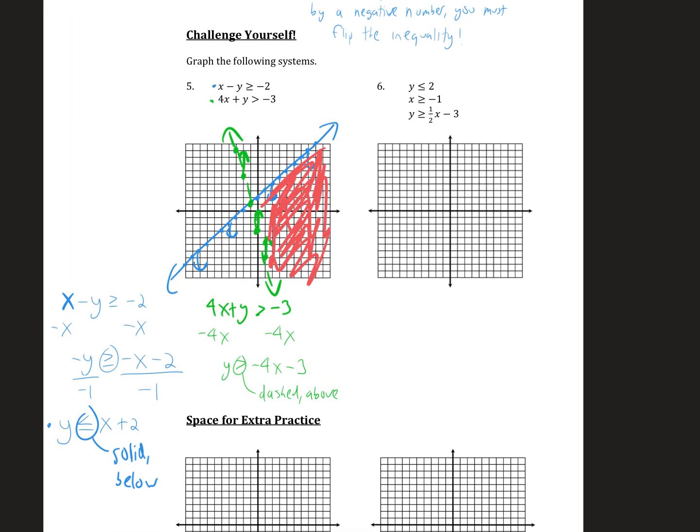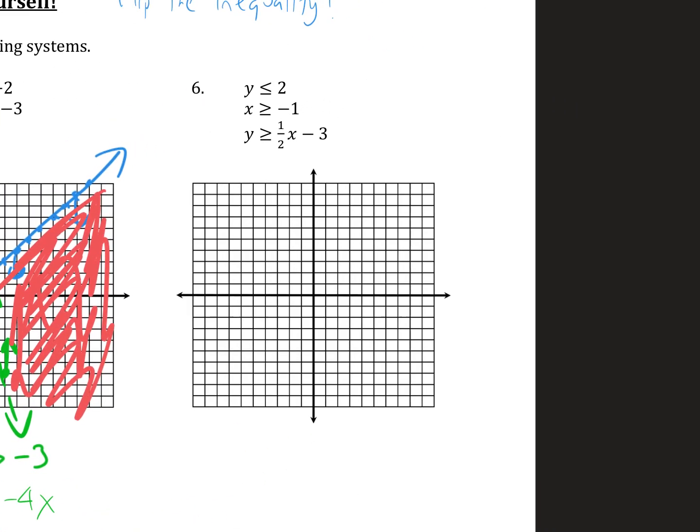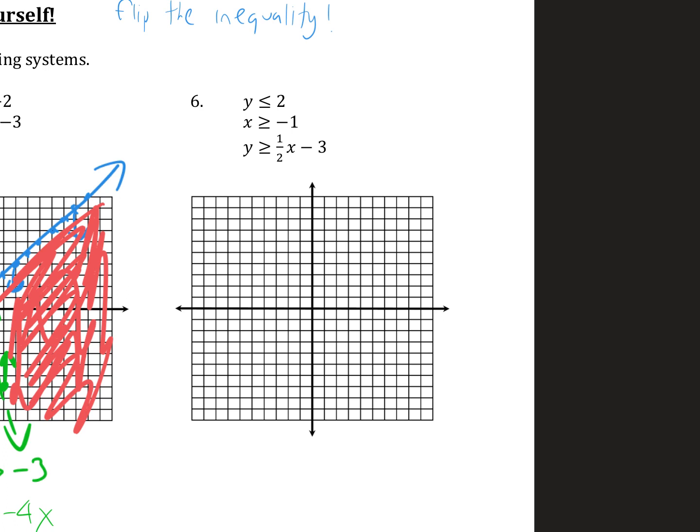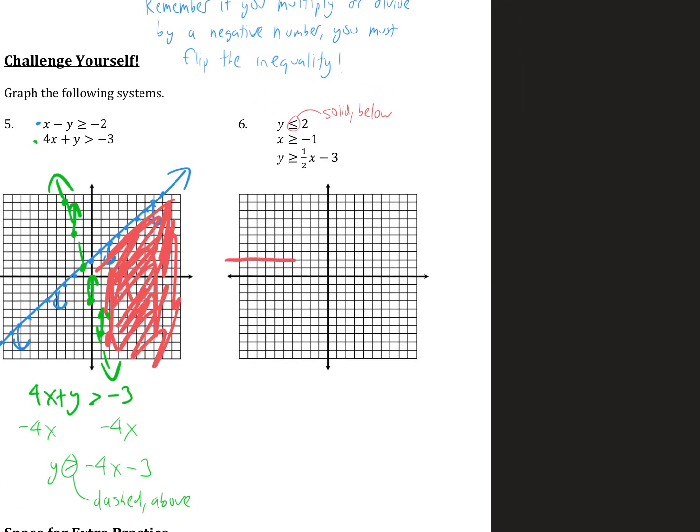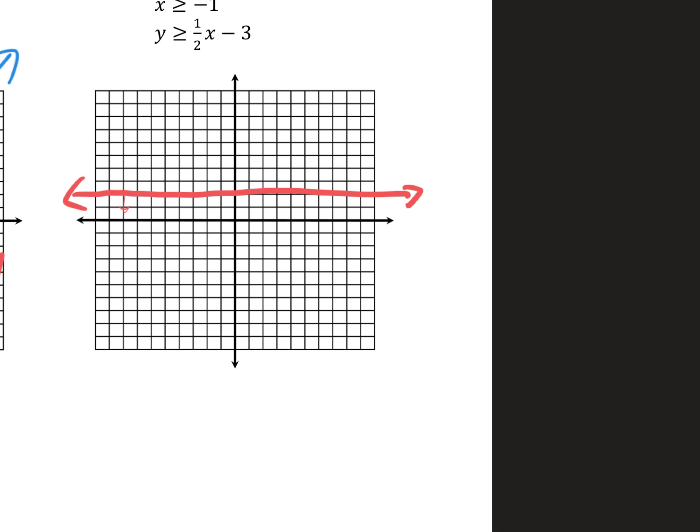Try number 6 if you're able to. This one's going to be kind of where they all overlap. See if you can do this one. All right, y is less than or equal to 2. So this is going to be a solid line. It's below. So we go horizontal line through 2. We're shading below, draw some little arrows below here, see what's happening.